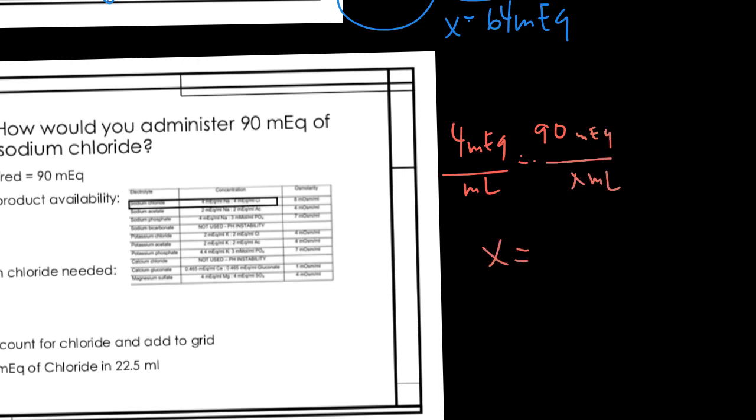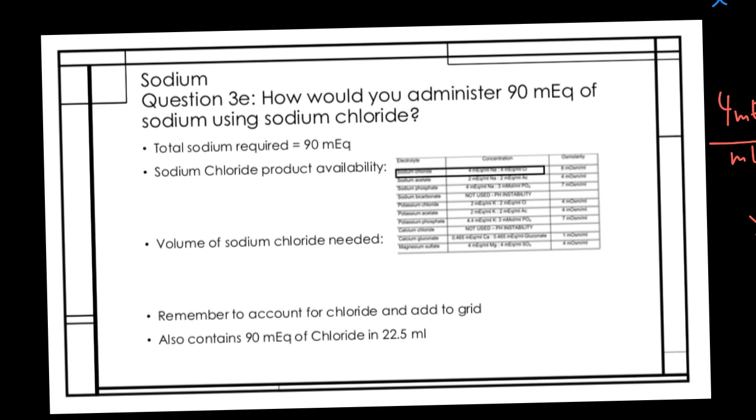X, solve for X. Oh man, I haven't done math in forever. 22.5. That makes sense, 22.5 milliliters. Okay. Remember, you're also providing chloride. So it's sodium chloride. So you accounted for the sodium. Check. What about the chloride?